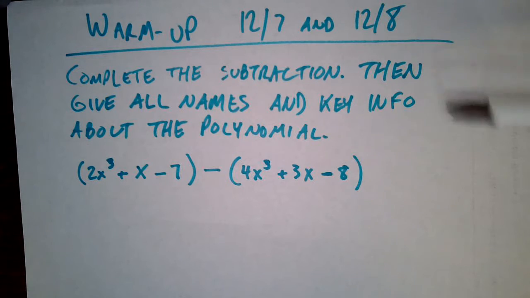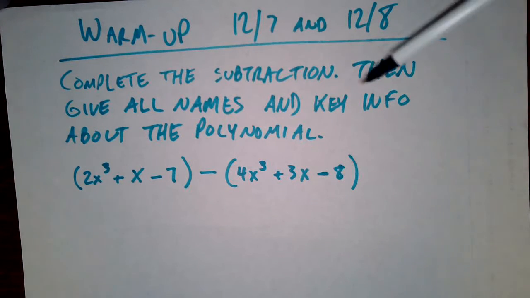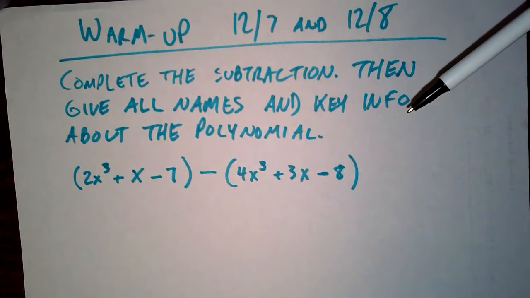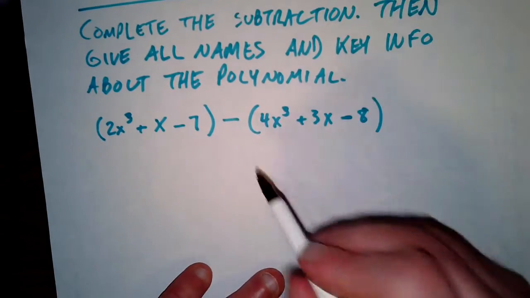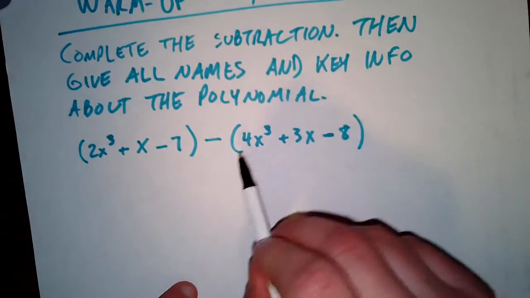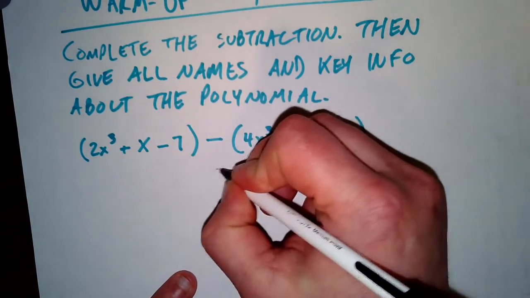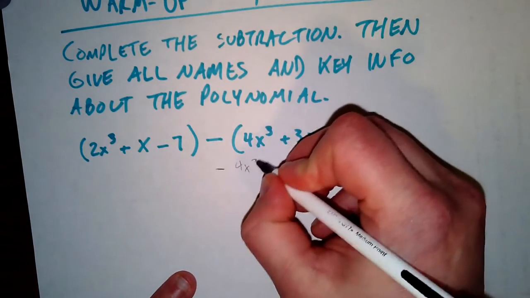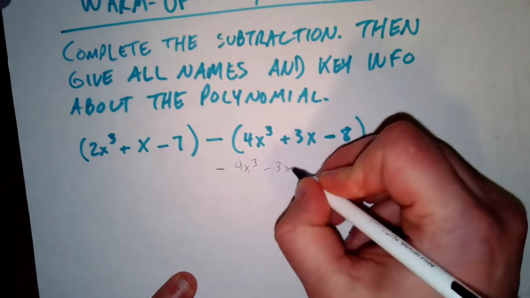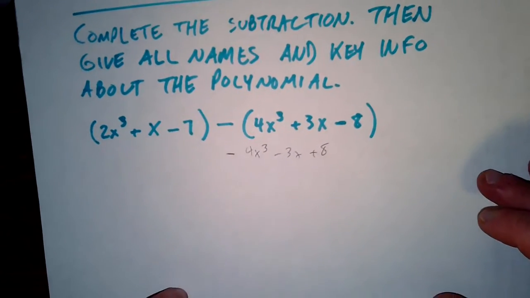So complete the subtraction. We're going to subtract these two trinomials here, name it every way we can, and talk about all the key information we know from looking at it. Okay, so let's do it. In subtraction, the error people always make is you do need to make sure you're subtracting each one of these values. Some people find it helpful to distribute this negative to everything right away. So it's going to be minus 4x to the third, minus 3x, and then plus 8.